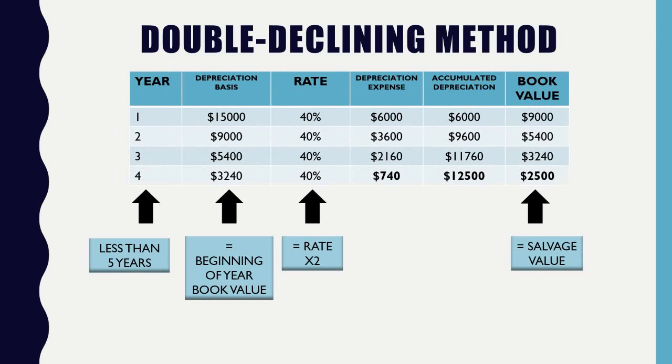So yes, notice this, right? My asset never made it to 5 years. The depreciation basis is going to be the book values. Okay? The rate stays the same. And once again, here your end goal is that the book value should equal salvage value. Okay?